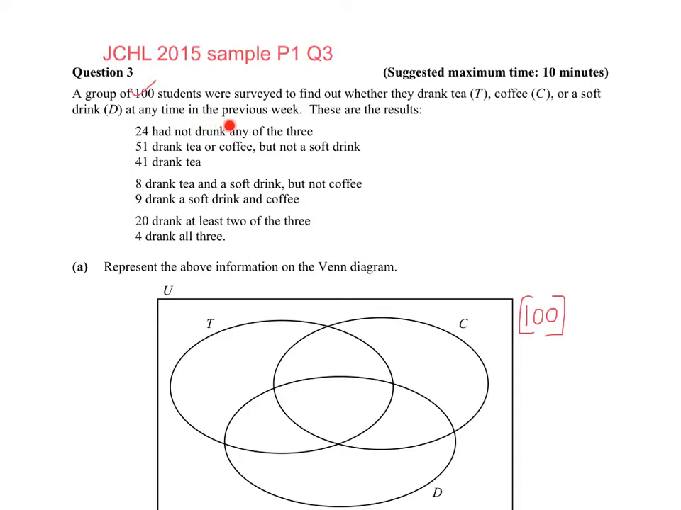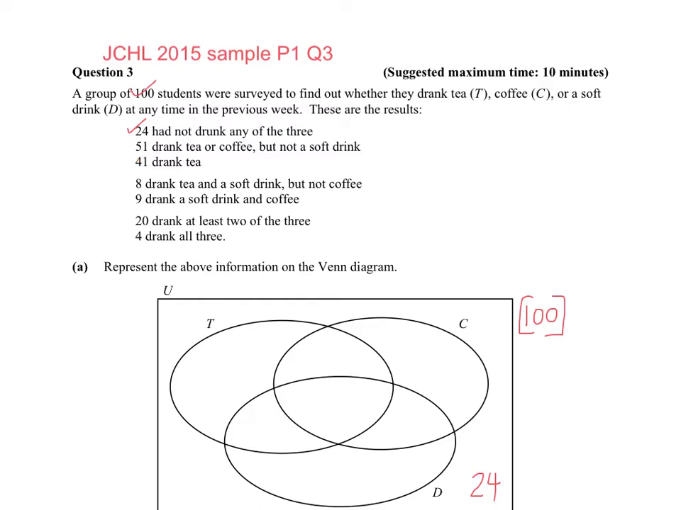So 24 did not drink any of these 3. Well, that's outside of all of those sets. So that's the 24 that don't drink any of those drinks. 51 drank tea or coffee, but not a soft drink. Tea or coffee, an 'or' means union. So tea or coffee, but not a soft drink, so we can't include anything that's in the soft drink. What we're talking about is those 3 sections. So we can't do anything with the 51 yet. We'll come back to it.